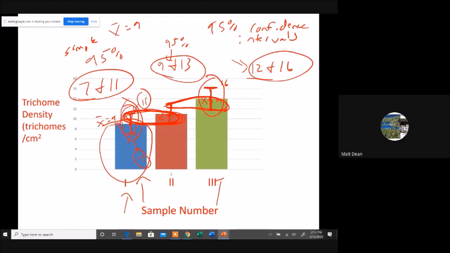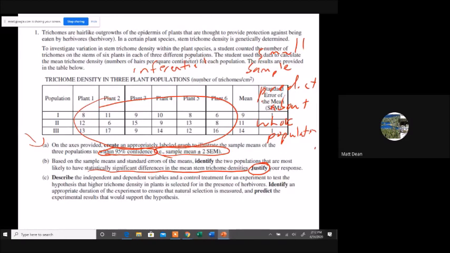So if we go back to the question, first of all, we're going to identify.